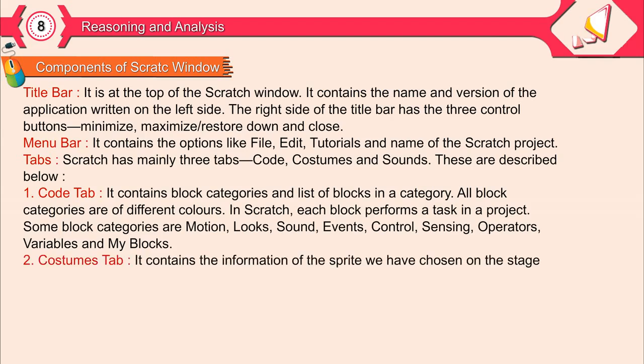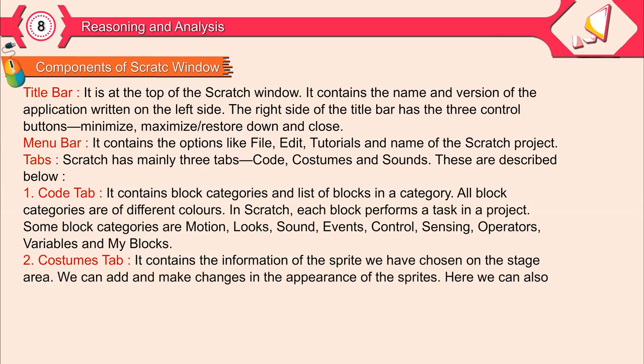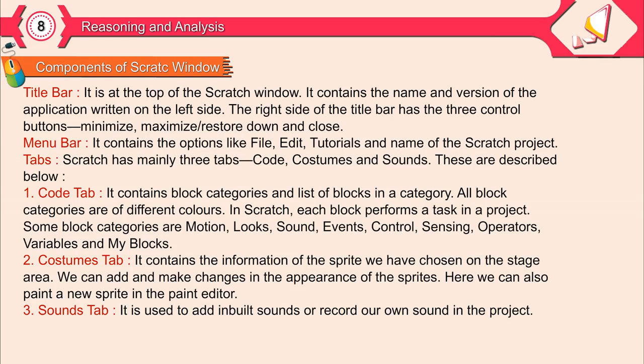Costumes tab. It contains the information of the sprite we have chosen on the stage area. We can add and make changes in the appearance of the sprites. Here, we can also paint a new sprite in the Paint editor. Sounds tab. It is used to add inbuilt sounds or record our own sound in the project.